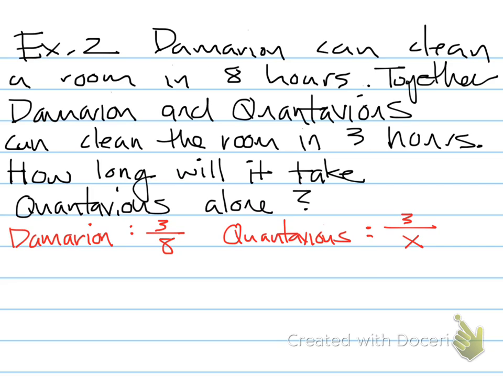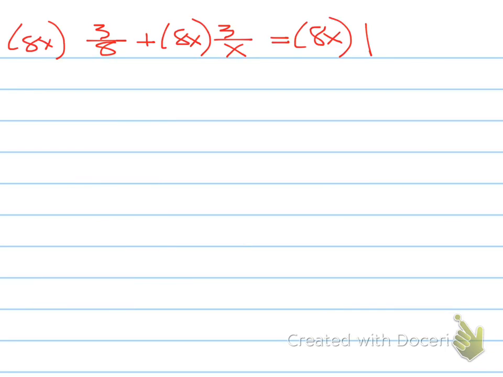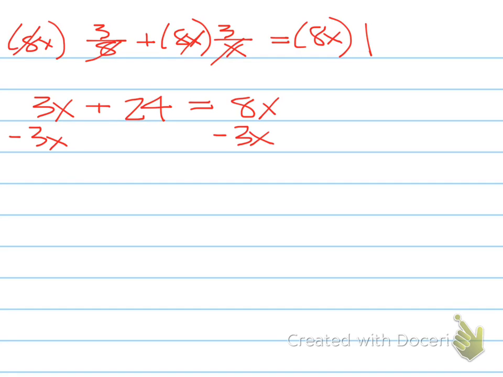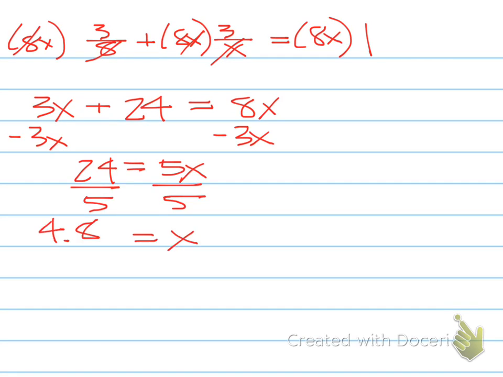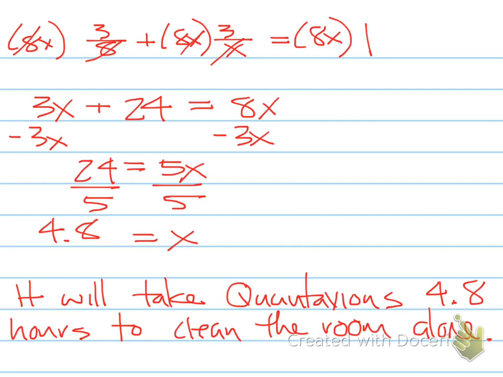Same as the last example, add the two fractions and set it equal to 1. Now our lowest common denominator is 8x. Once we multiply all the terms by 8x and cancel what we can cancel, we get 3x plus 24 equals 8x. Subtract 3x from both sides, divide by 5, and we get x equals 4.8. So our answer makes sense because it is a number bigger than 3. So we calculated that it would take Quantavious 4.8 hours to clean the room alone.